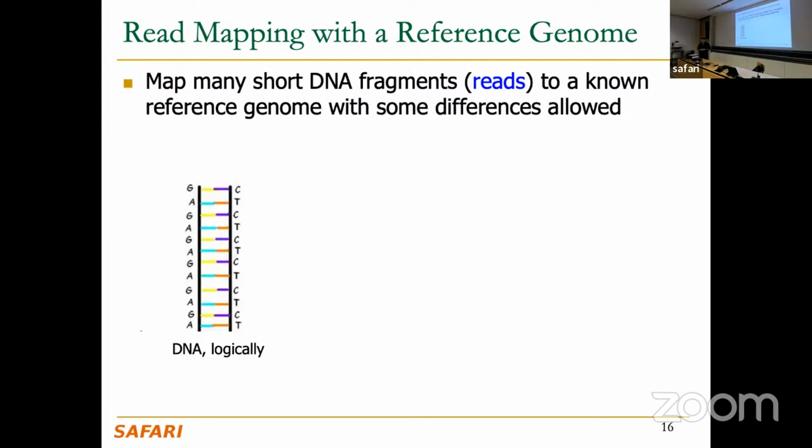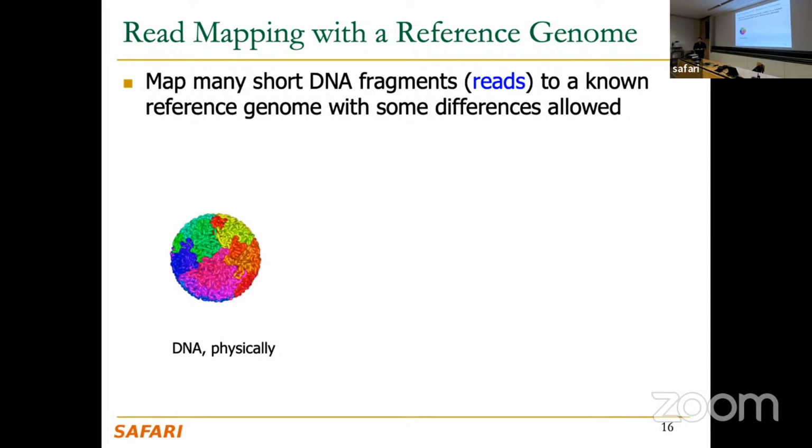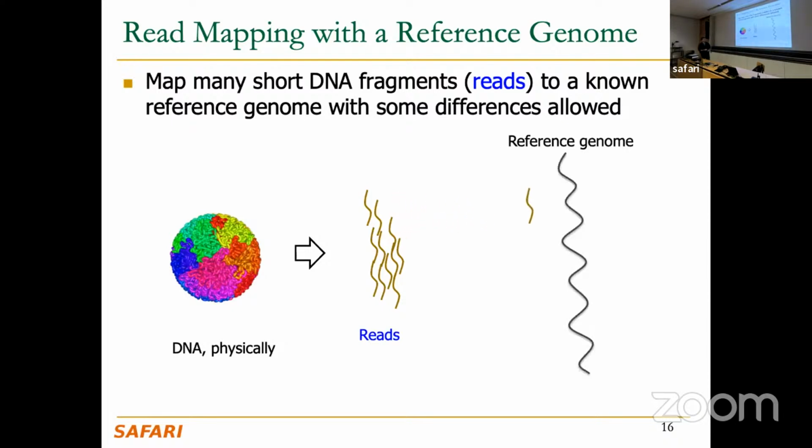So let me provide you a more realistic view of it. This is how DNA logically looks like. This is how it physically looks like. And at the end, when we get the reads from the sequencing output, this is what we have, right? Then what we really want to do is figure out where these fragments belong in the reference genome. So you have many reads, and the size of the reference genome can be huge.